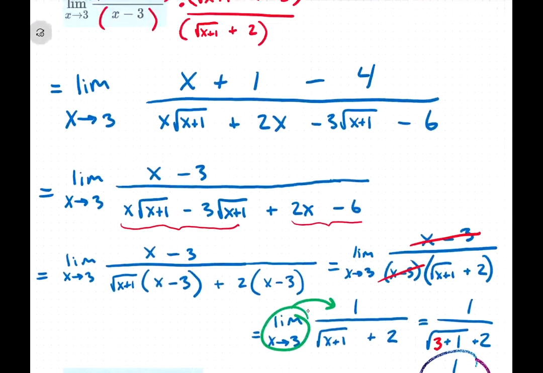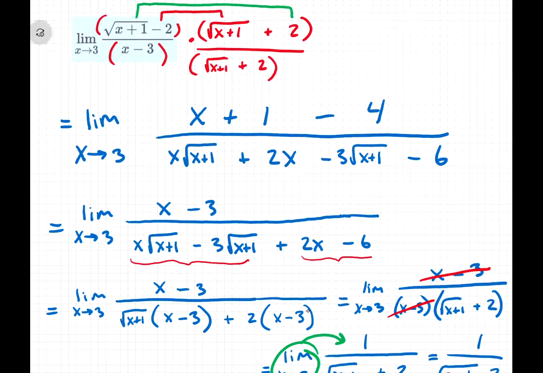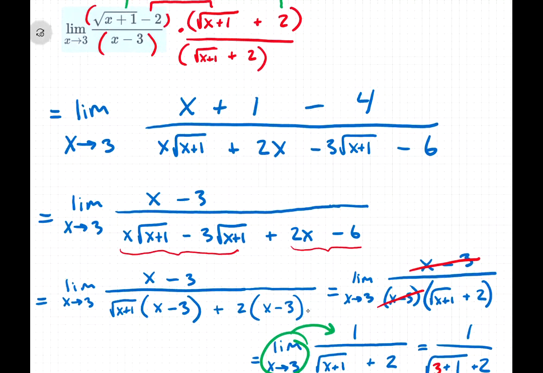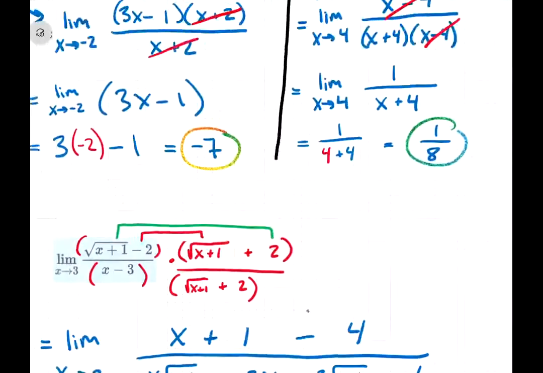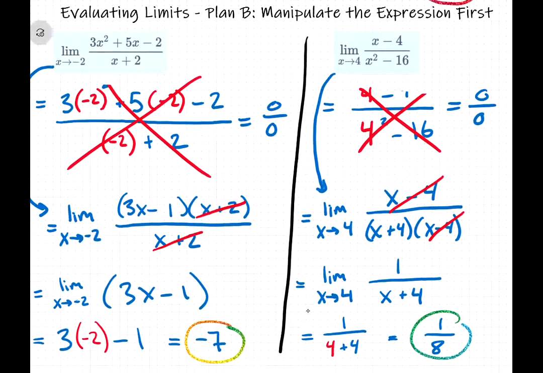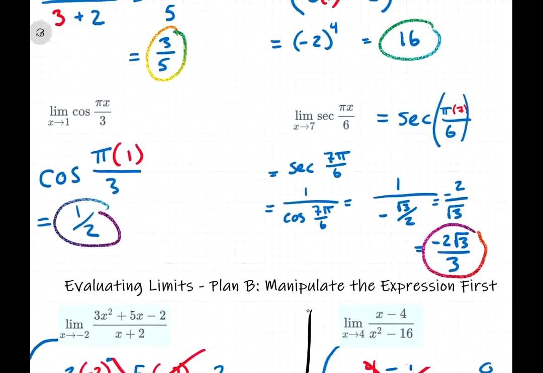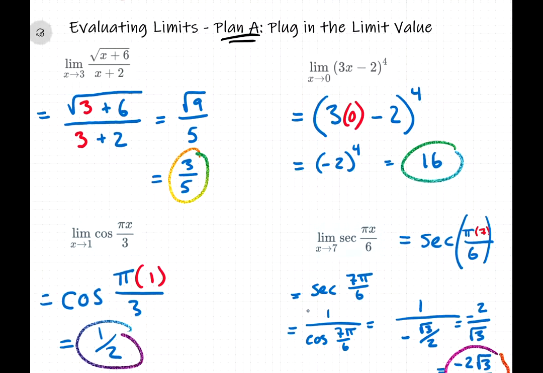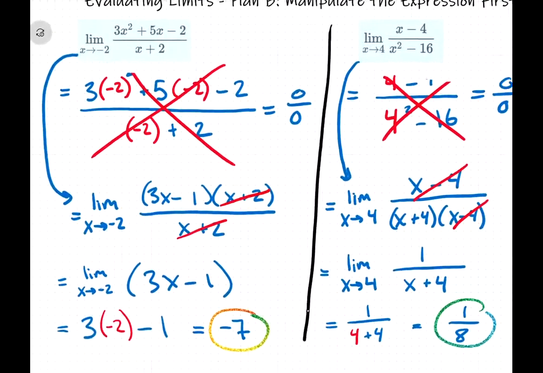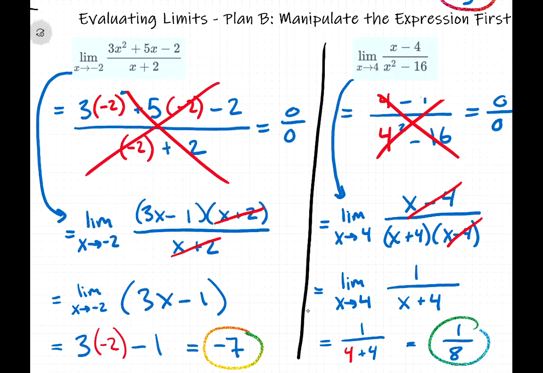We talked about using the conjugate. Again, this was a pretty good bit of algebra involved in this problem. We talked about factoring, canceling, simplifying, but in all of these cases, you have to do something and then directly substitute. So plan A, if you can, directly plug in the limit value for x. If you can't, that's when we have to do something else to get to a point where we can plug in the limit value.